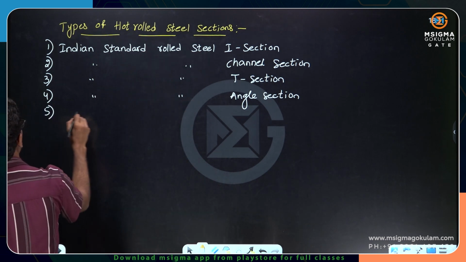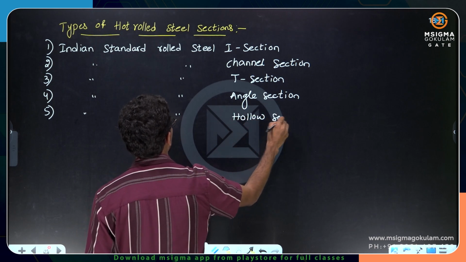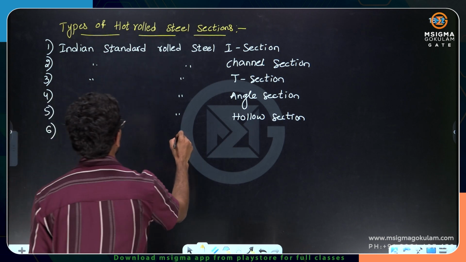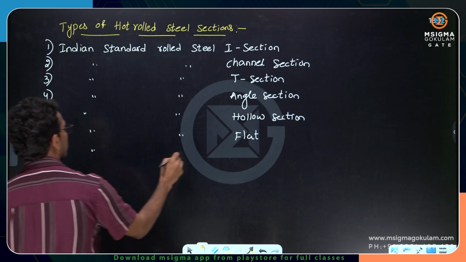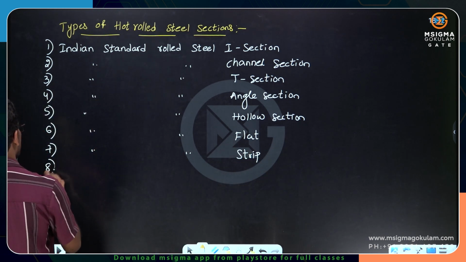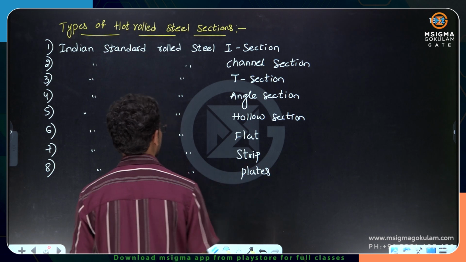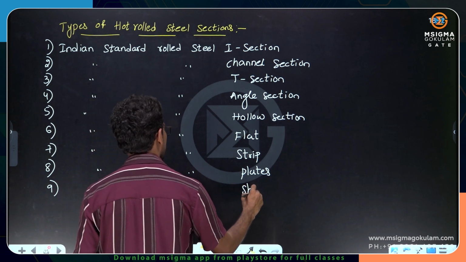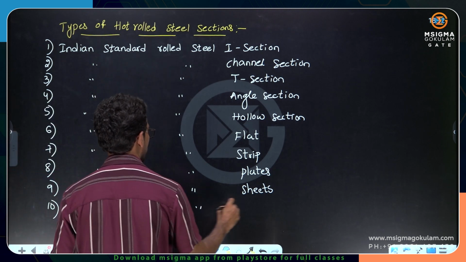The fifth one is Indian standard rolled steel hollow sections, Indian standard rolled steel flat sections, Indian standard rolled steel strip section, Indian standard rolled steel plates, Indian standard rolled steel sheets, Indian standard rolled steel bars.